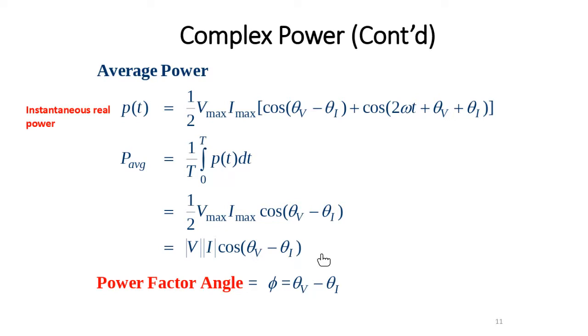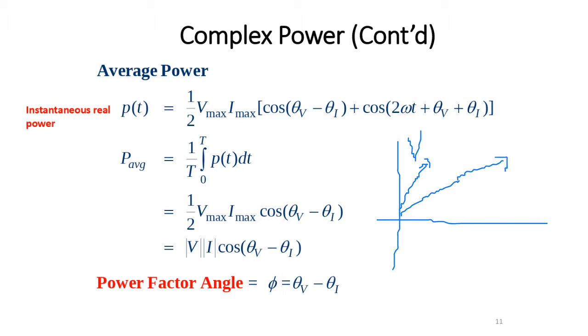The power factor is just the angle between the voltage and current. For example, I can maybe draw some here. For example, if the voltage is here, this is V, and the current is here, this is I.